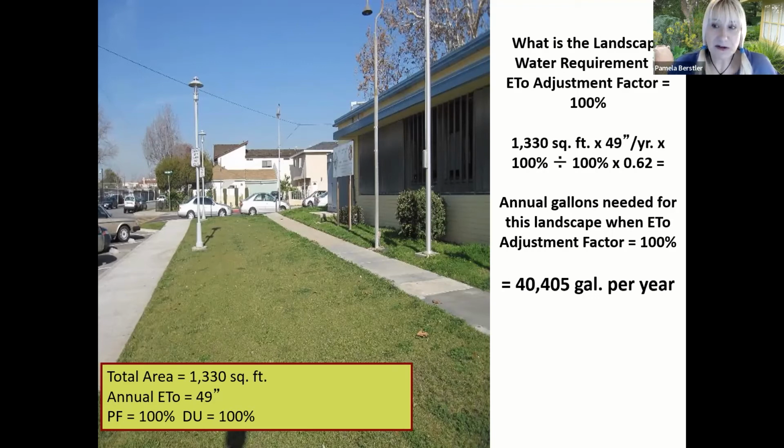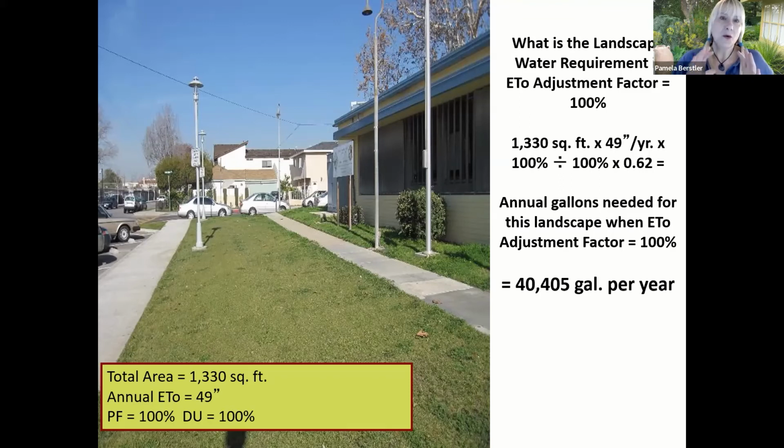And in this particular case, we have a landscape with 1,330 square feet, an annual ETO of 49 inches. And we're imagining that it's going to be allowed to have 100% of the water of ETO. How much water is that? That's 40,405 gallons of water per year.